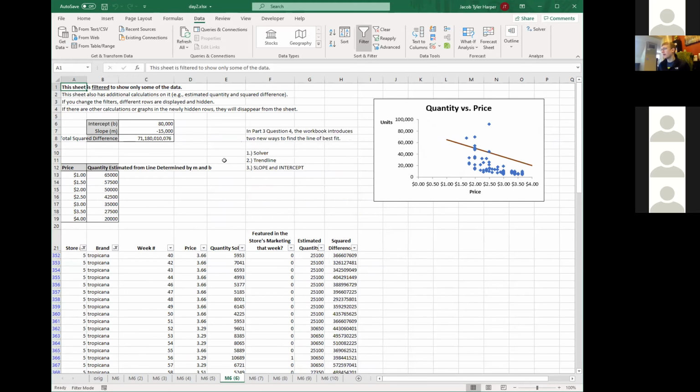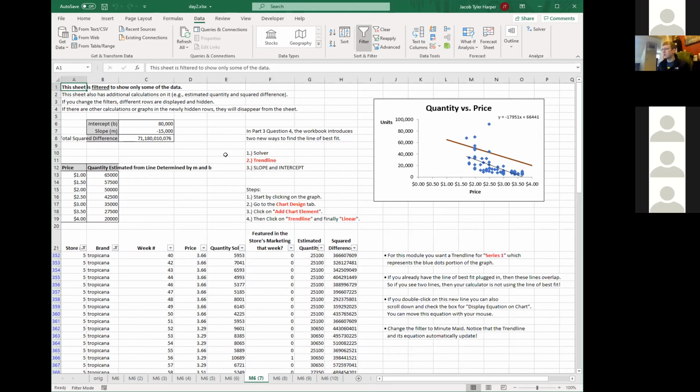Okay, what are we up to today? So in part 3, specifically question 4, it's going to introduce 2 new ways to find the line of best fit. So we already know Solver, but it's going to introduce these 2 ways. And I want to talk about them real quick because they're actually really useful. This is not just 3 different ways to do the exact same thing. These 2 other methods have features that Solver doesn't have. So I wanted to talk about those.